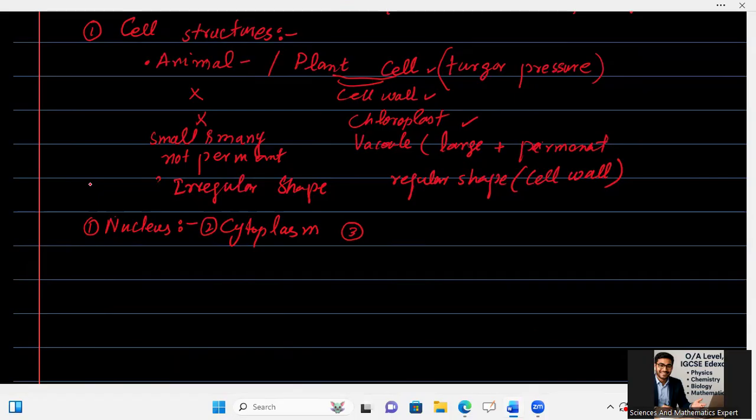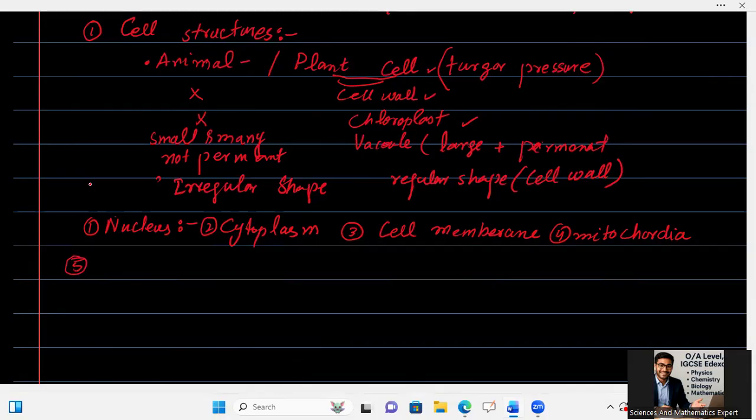Number three, cell membrane, which is made up of proteins, fats, and carbohydrates. It is selectively permeable and controls the movement of substances in and out, showing it is partially permeable. After that, number four is mitochondria. Mitochondria is the powerhouse of the cell, and it provides the space where aerobic respiration happens, releasing energy.